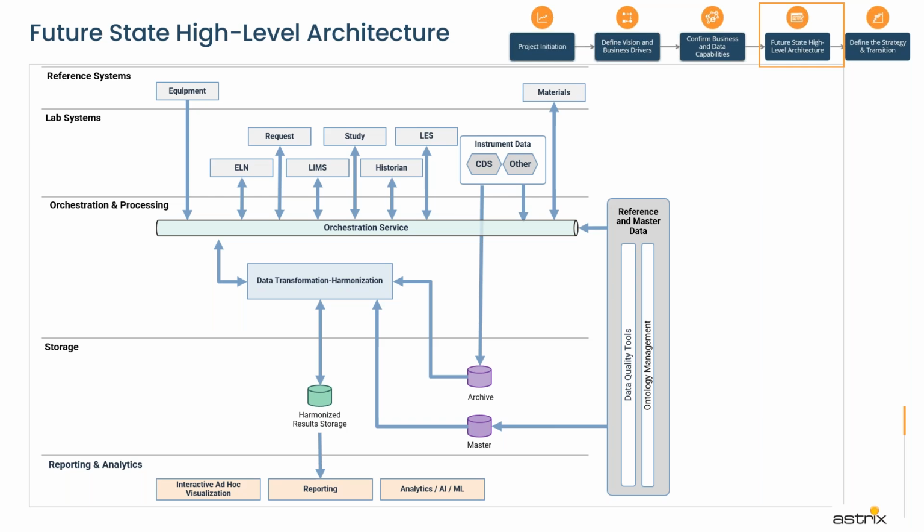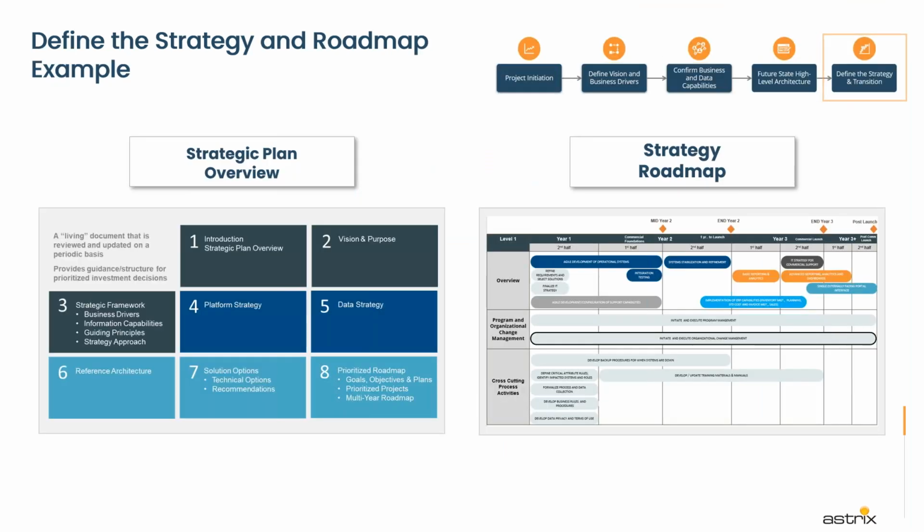So it is pretty much as simple as that. Rather than seeing the spaghetti diagram of all the instruments and systems connecting together, it's a simplified version of your future state high level architecture. But people always ask how we are going to achieve that. Because yes, we know this is where we want to reach, but how are we going to reach there? So that's where we define the strategy and transition plan.